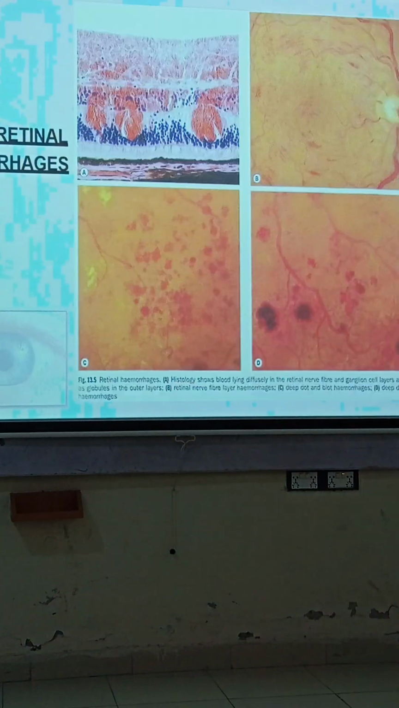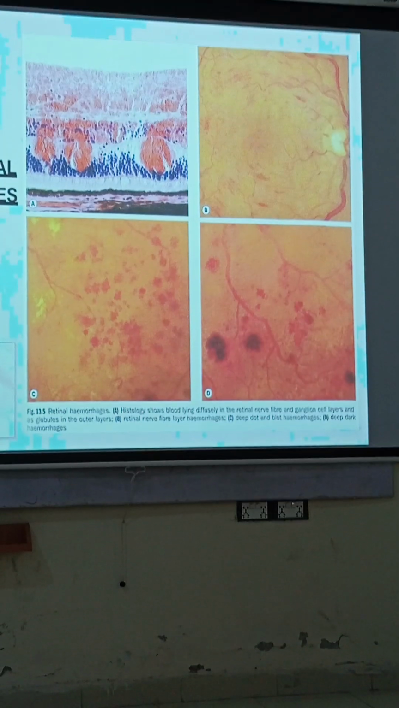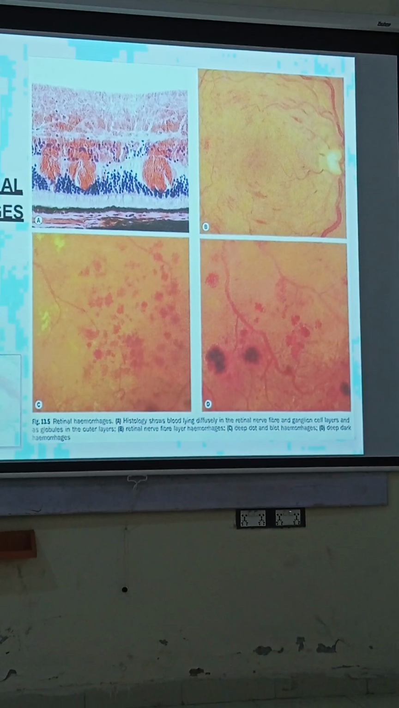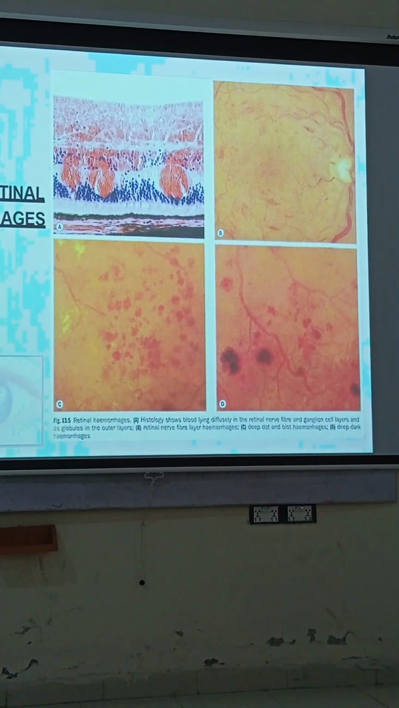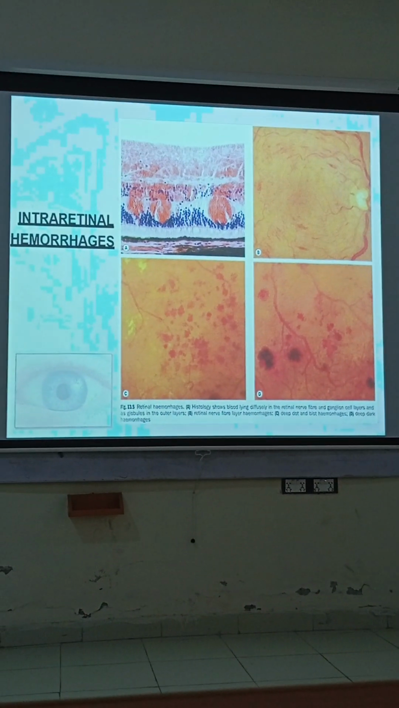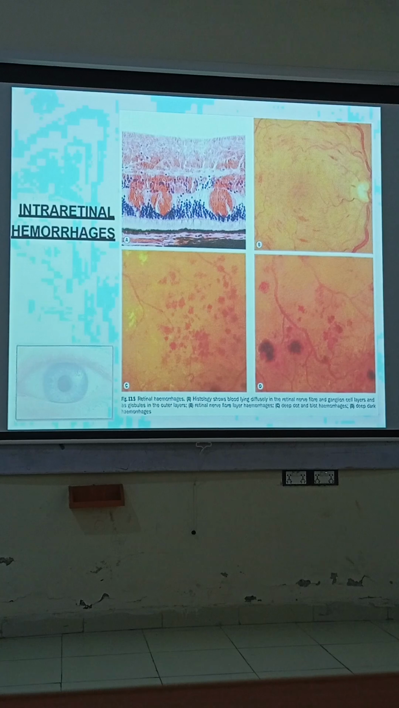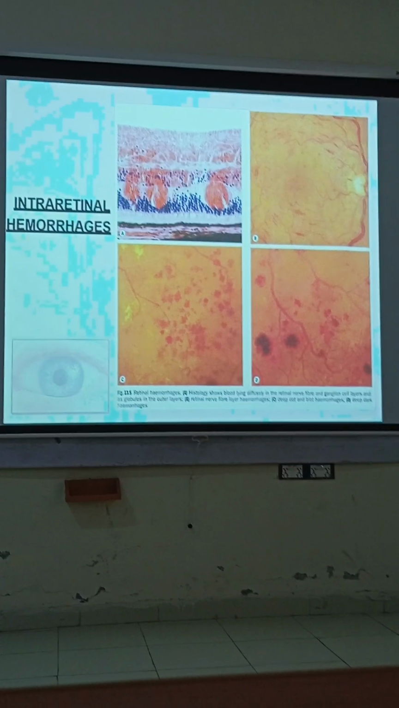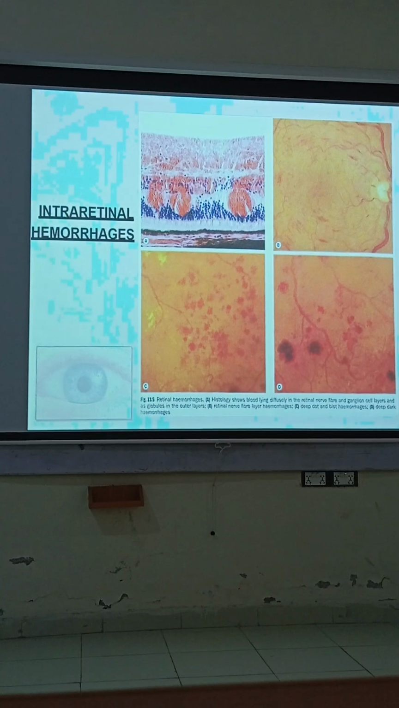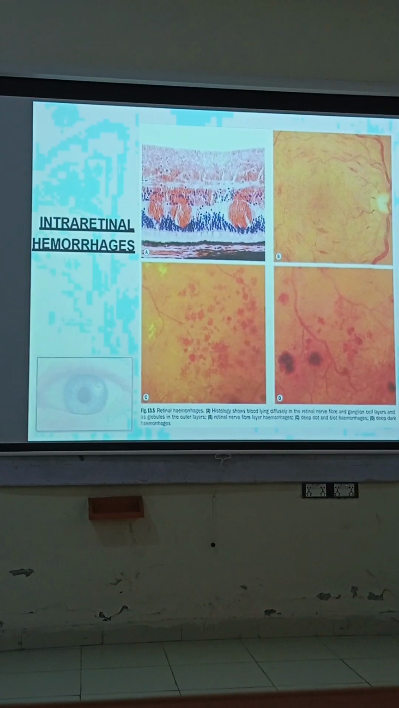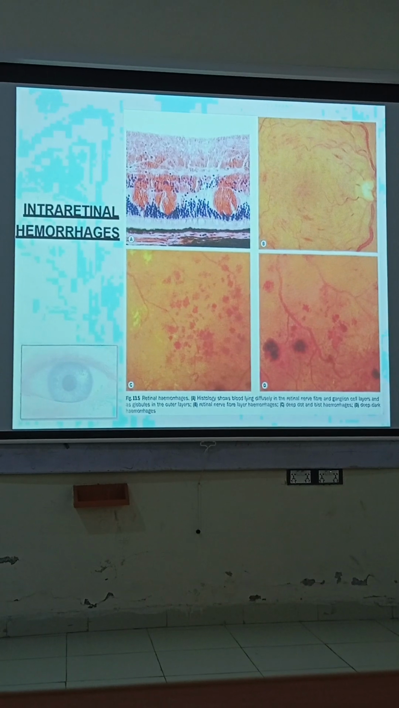Then you can see the intraretinal hemorrhages. As we all know, the retina has 10 layers, including the retinal pigment epithelium. The other 9 layers are of neurosensory retina, and the neurosensory retina has different layers, as you people know, like outer plexiform, inner plexiform.